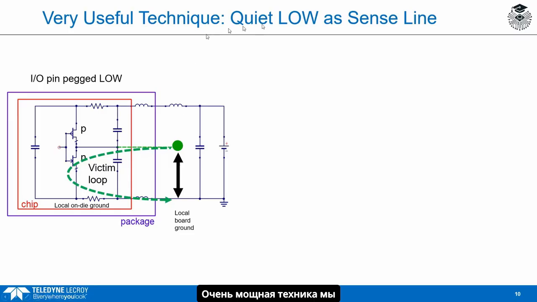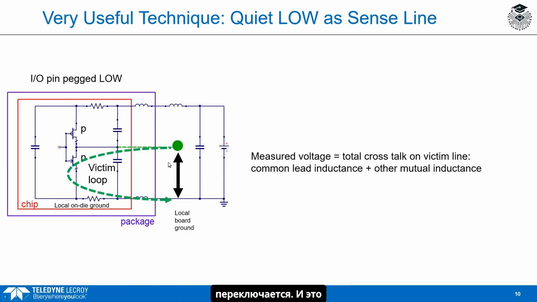A very powerful technique. We call this quiet low. We pick one of the I/O as a victim line, we keep it low, we measure its voltage off the board as the other I/O switch. And that voltage that we measure is going to be due to the common shared inductance in the return path and any other mutual inductances of this loop to any of the other loops elsewhere on the board.